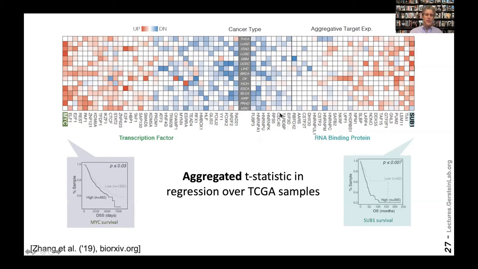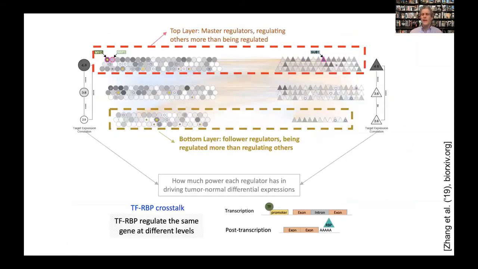And it turns out you can also look at survival curves, a well-known one for MYC. For instance, if you have more active MYC, you tend to have differential survival. You can see the same thing for SUB1 for the RNA binding proteins. And also now to put the RNA binding proteins and the TFs together, we can build a regulatory hierarchy just like we showed for the TFs.